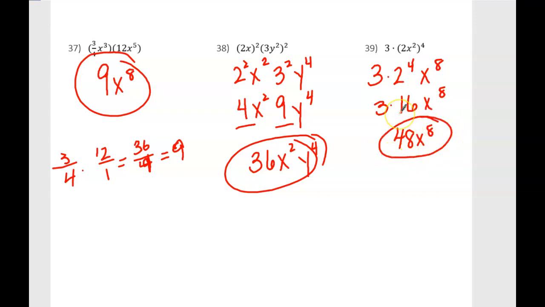Okay, highly recommend getting 51B done and checking it against the answer key.